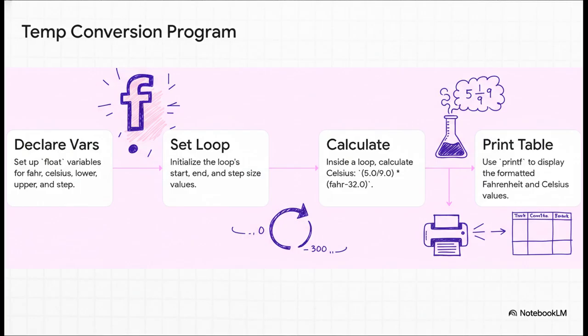Notice it says 5.0 and 9.0, not just 5 and 9. That little .0 forces C to do floating point math, which gives us an accurate decimal answer. Finally, we just print out each pair of values.